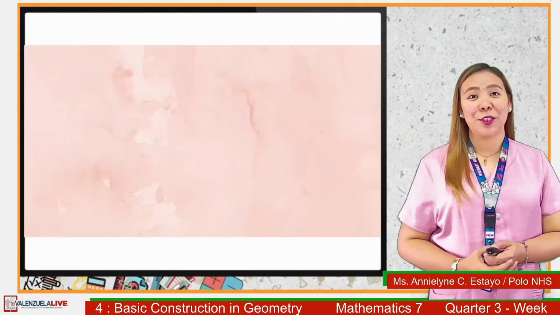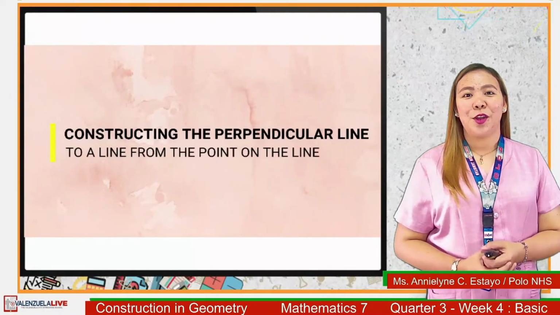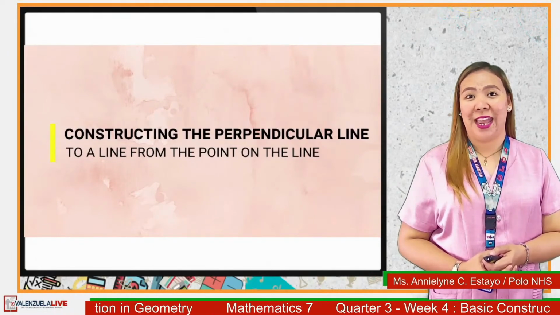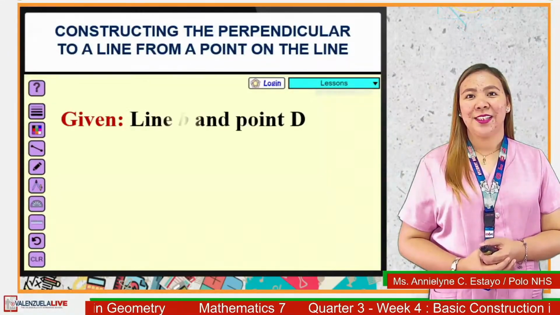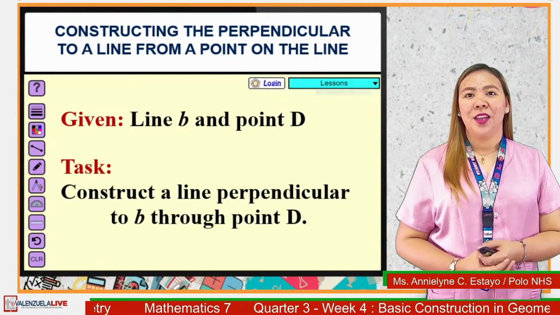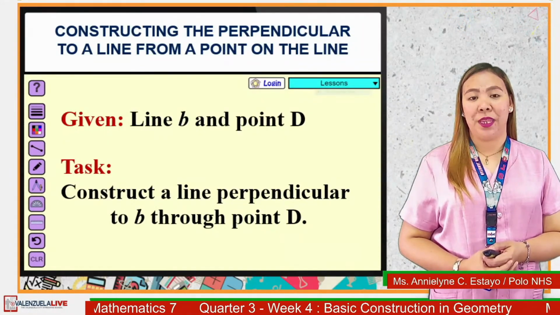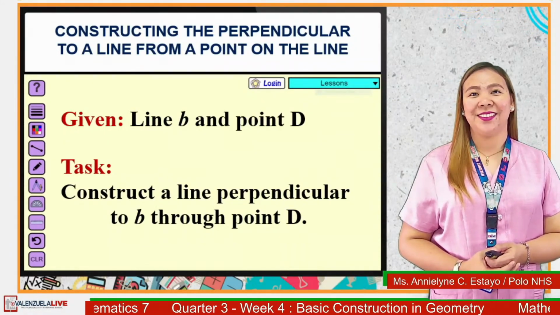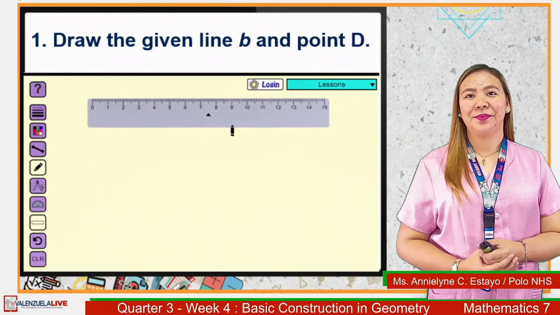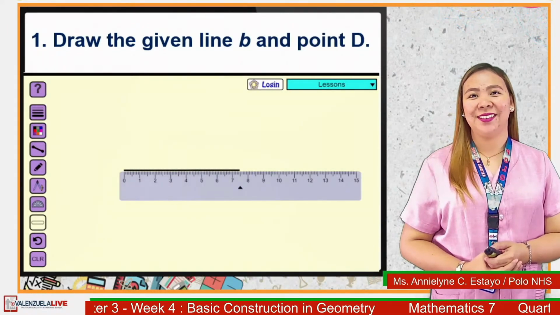The next construction is constructing the perpendicular to a line from a point on the line. Given line B and point D, the task is to construct a line perpendicular to B through point D. First, draw the given line B and point D.